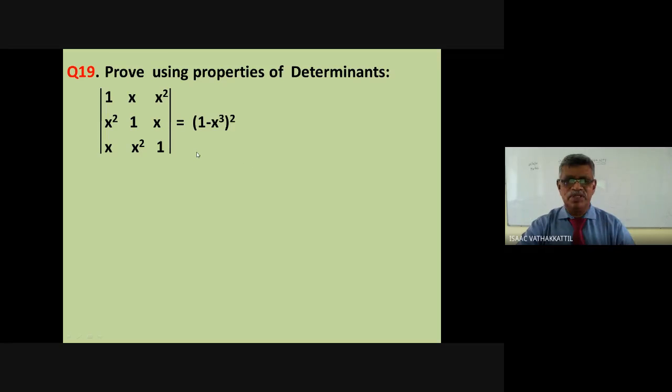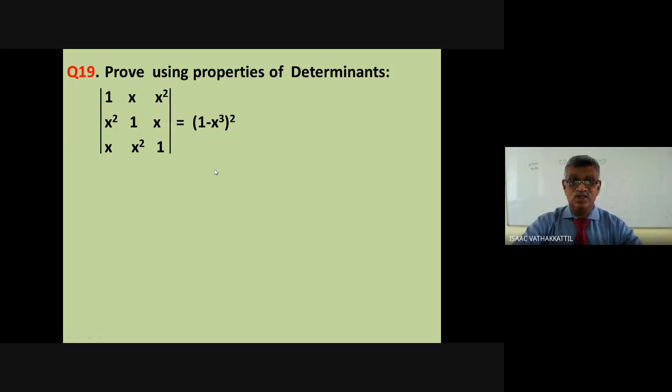There are many methods to do this. One method which may come to your mind is directly changing C1 to C1 plus C2 plus C3. You get 1 plus x plus x squared common, and it is a factor of this 1 minus x cube. But that will be a lengthy procedure. If we move a little wisely here, the math is very simple.